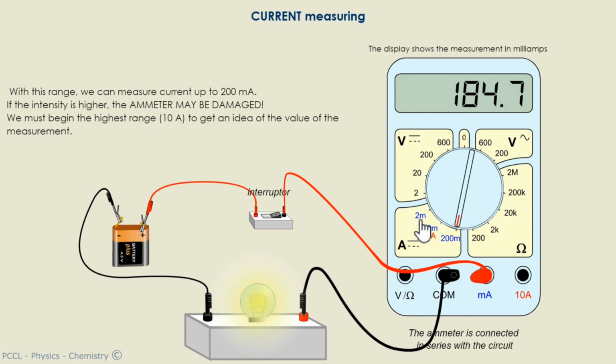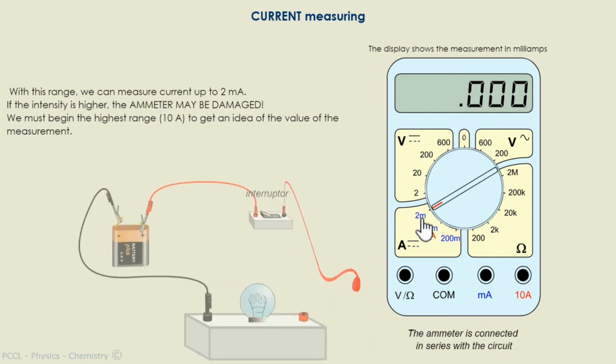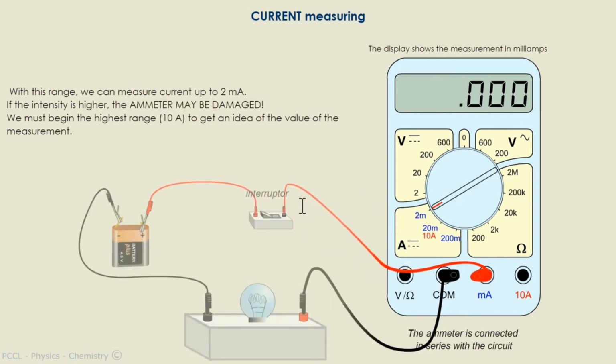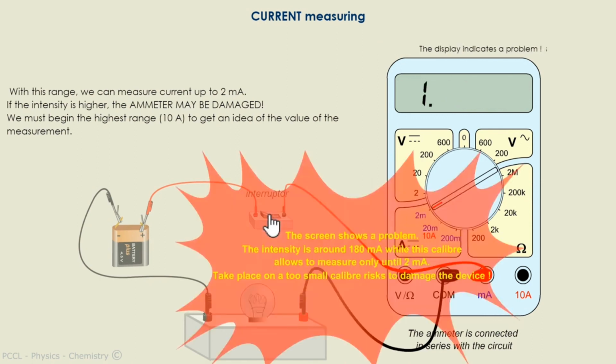I cannot be more precise because I already said 2 milliamperes, here, is prohibited. You must not go there. If I go, it is very serious. The ammeter, it is marked here, could be damaged. So, since it's virtual, I'm going. But it must not be done.